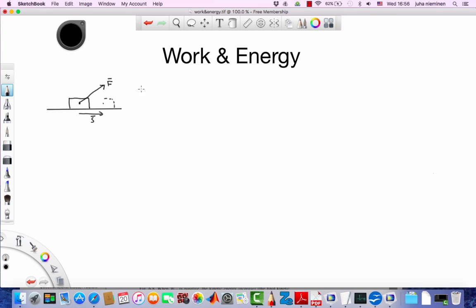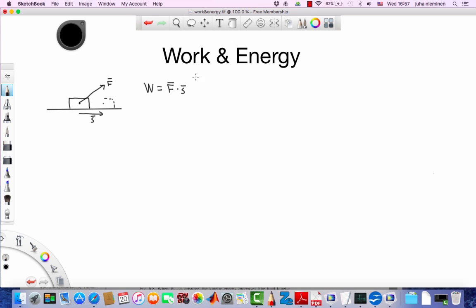So in that case, we learned that the work done on the object was defined as the dot product of F, the force, and the displacement. And the dot product, again, just takes into account the component of F parallel to S. That is the horizontal component in this case. There is no work done in the vertical direction, and that's what the dot product tells us.